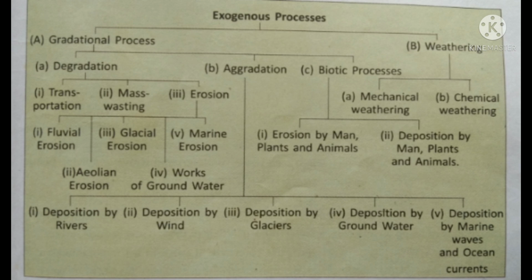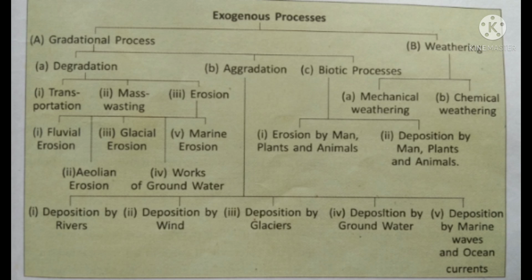As I mentioned earlier, there is erosional work by different types of agents like fluvial, glacial, aeolian. So all the eroded materials should be deposited in another region, so those materials are deposited in another part. That's why these two processes are included together and have been called gradational processes.